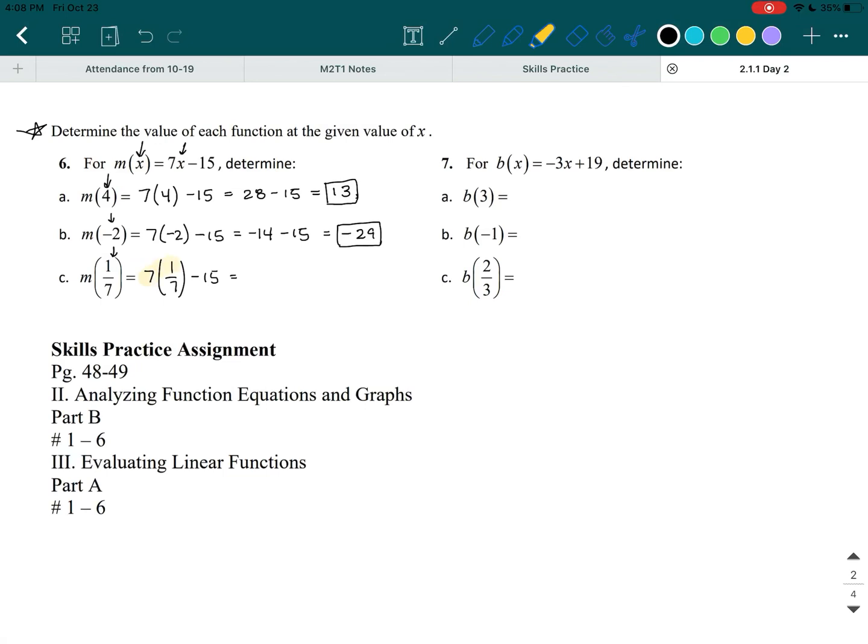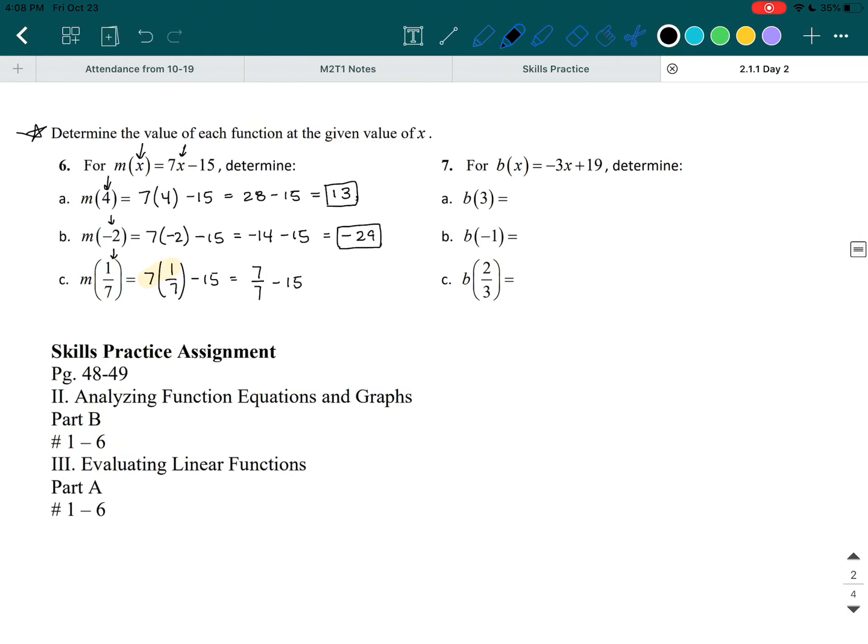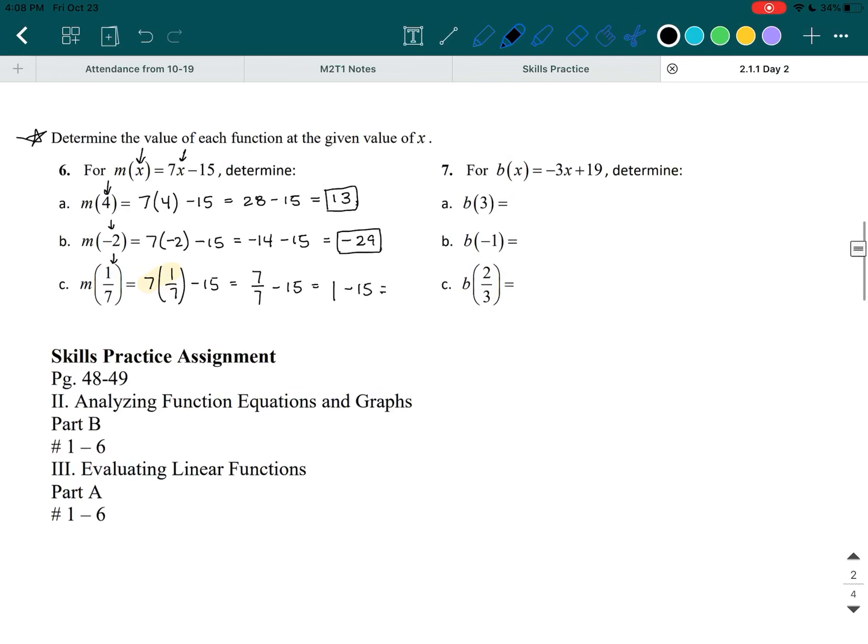When you do this, you can multiply the number times the number on the top. So this would give us 7 times 1 is 7, and you keep the number on the bottom. 7 over 7 minus 15. 7 divided by 7 is just 1 minus 15. And then simplifying 1 minus 15, this is negative 14.